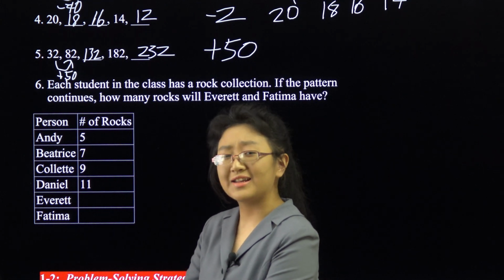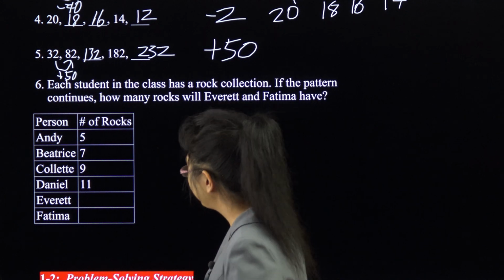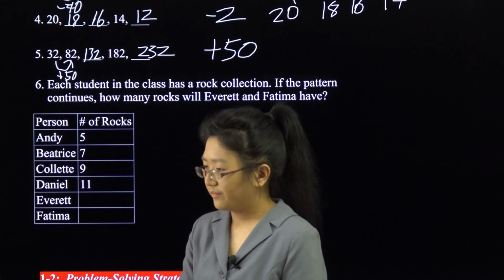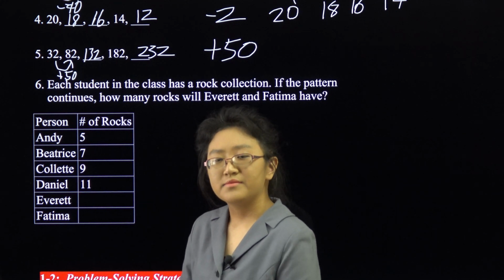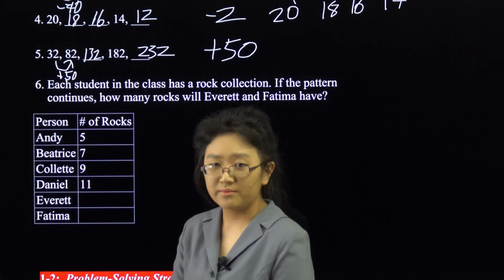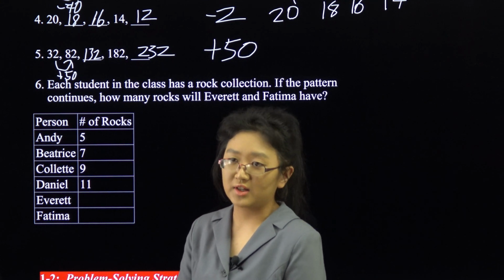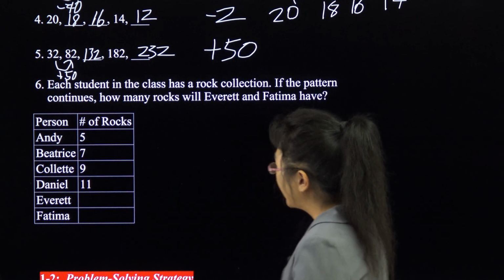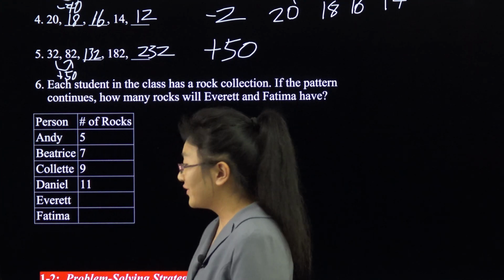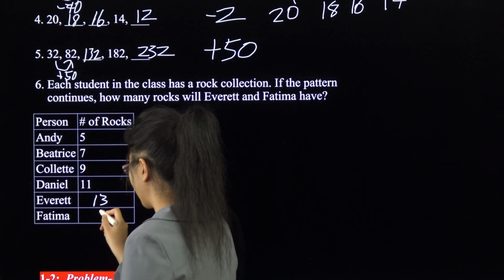Our term number is, I guess, just going alphabetically. So, what's the pattern here? 5, 7, 9, 11. Well, 5 plus 2 equals 7. 7 plus 2 equals 9. And 9 plus 2 equals 11. It appears that our pattern rule is add 2. Now what's 11 plus 2? 13. What's 13 plus 2? 15.